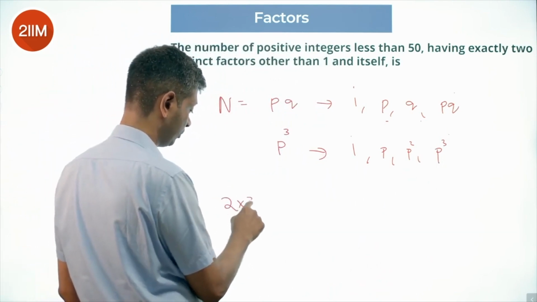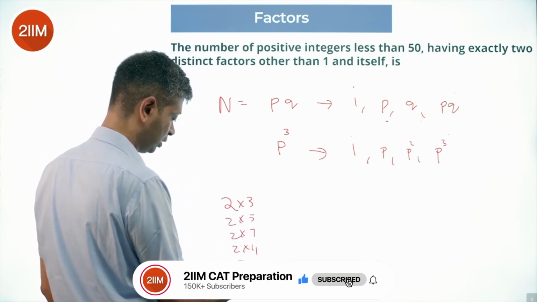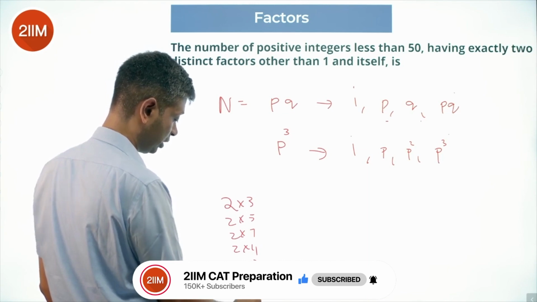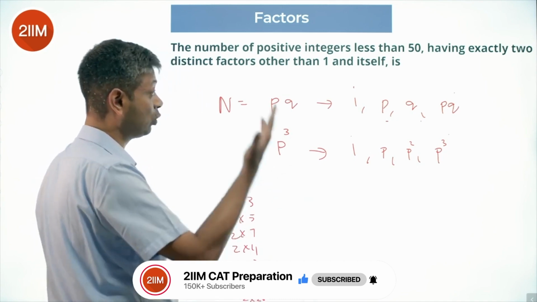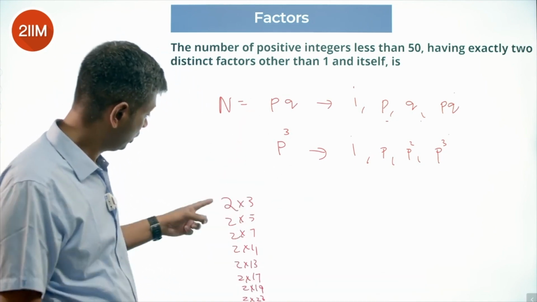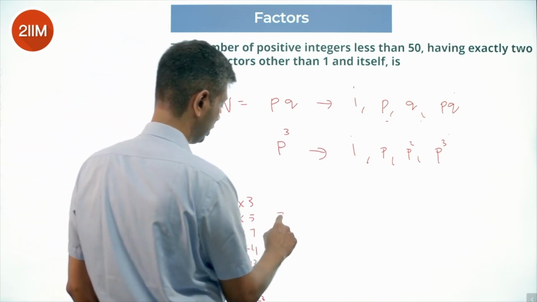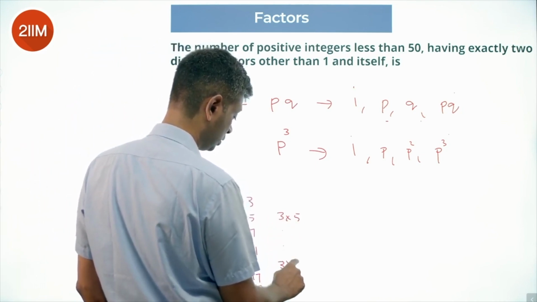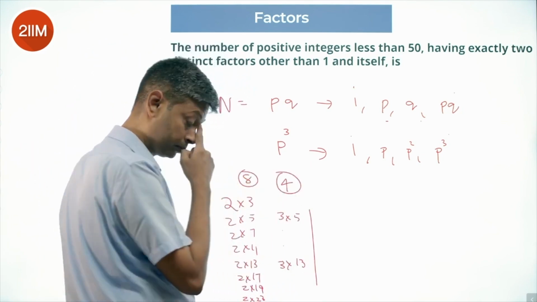So I'm thinking about 2 into 3, 2 into 5, 2 into 7, 2 into 11, 2 into 13, 2 into 17, 2 into 19, 2 into 23; 2 into 29 will go beyond. All of these are possible. So 1, 2, 3, 4, 5, 6, 7, 8 numbers. Then we say 3 into 5, 3 into 7, 3 into 11, 3 into 13. Another 4 numbers here.